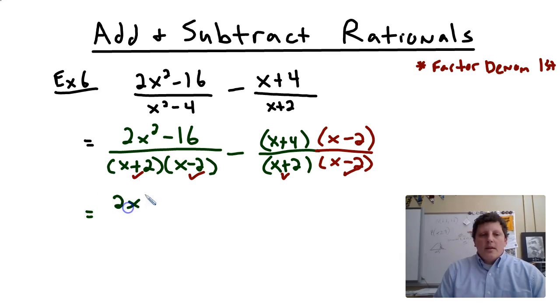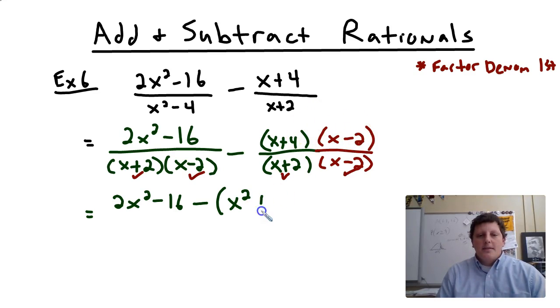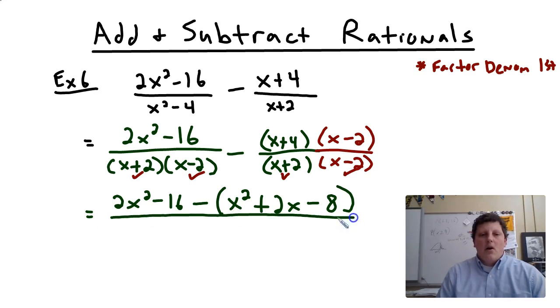So I've got 2x squared minus 16 minus, and I'm going to put a parenthesis here because it's minus all of this, and I have to multiply these two things together. I'm going to FOIL them. First, outside, inside, last. And I'm going to use a little bit of shortcut. So I'll start with the first, which is x times x. And I'll do the outside and inside together. So minus 2x plus 4x is positive 2x. And then I'll do last times last, which is negative 8. All of that is over our common denominator of x plus 2 times x minus 2.